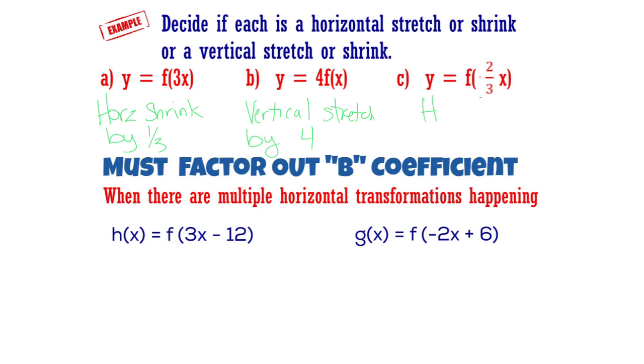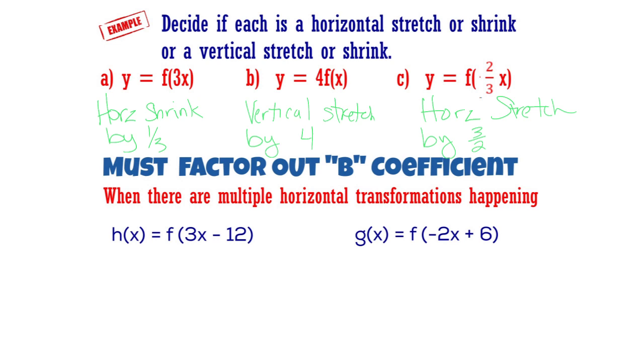So this is a horizontal stretch. What do you think it's going to stretch by? It would be the reciprocal of that. Over here, when it was a 3, we put a 1/3. So here, when it's a 2/3, it's going to stretch by 3/2. So that's like a 1.5. So it's 1.5 times wider than the original function.